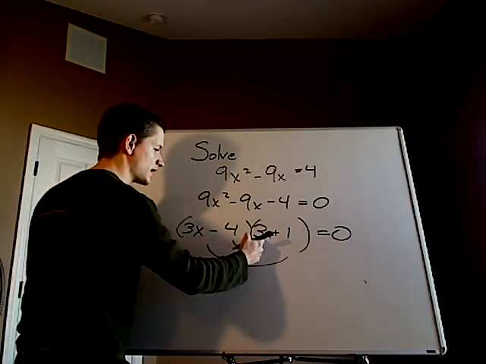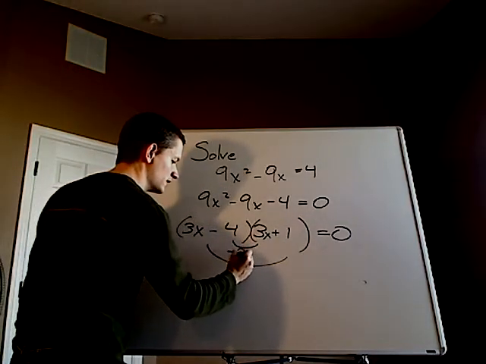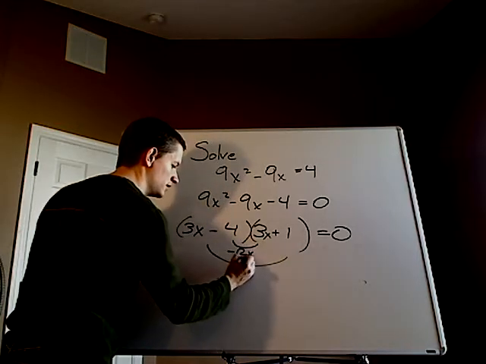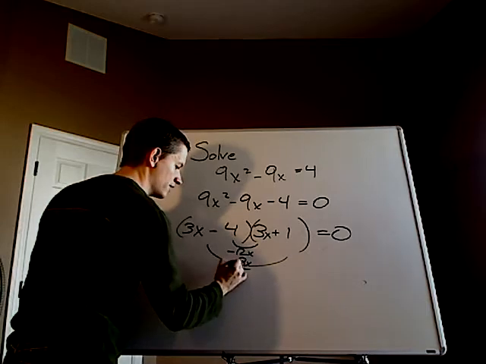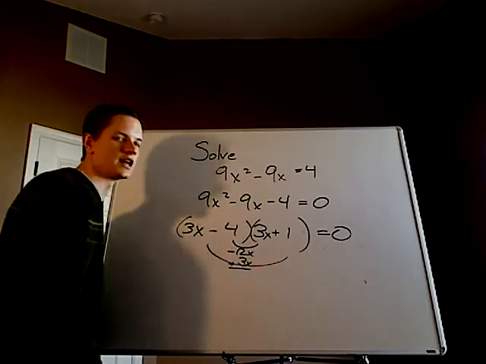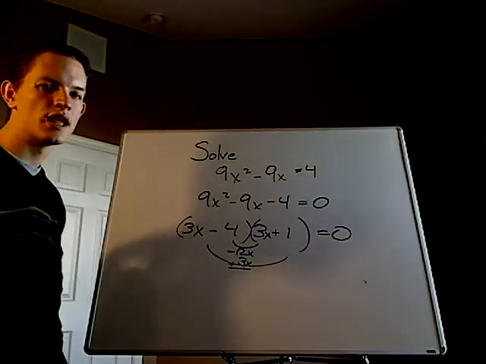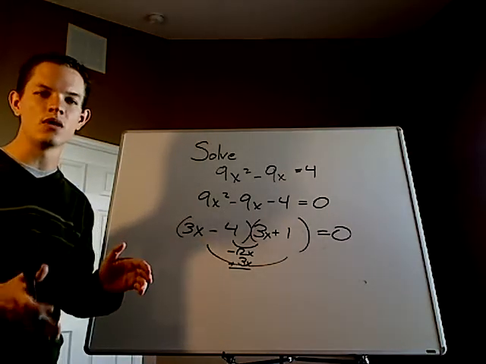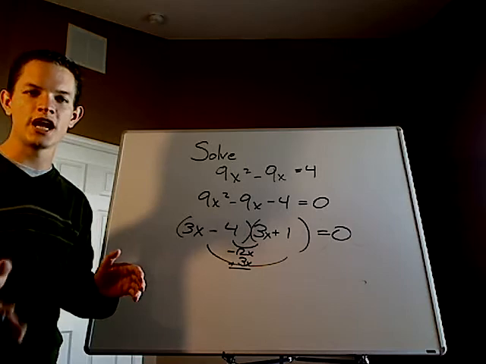So negative 4 times 3x is negative 12x. 3x times 1 gives me a 3x. And when you add those together, that's going to give you the negative 9x. If it turns out that your middle term was the number you want, all you have to do is change the signs.